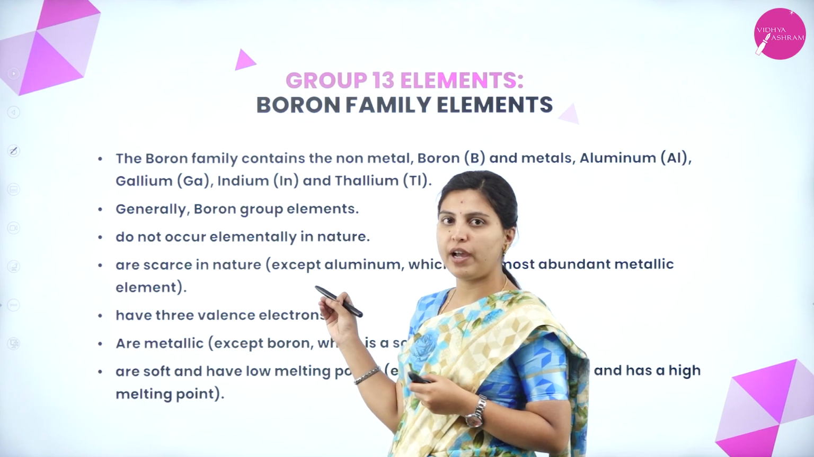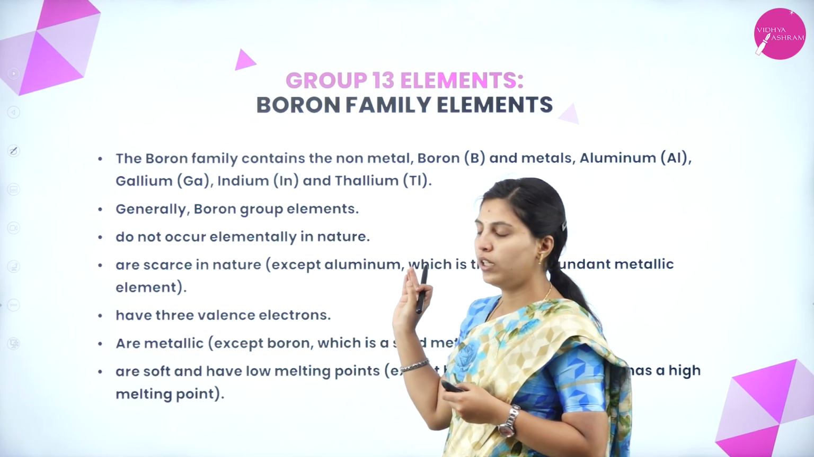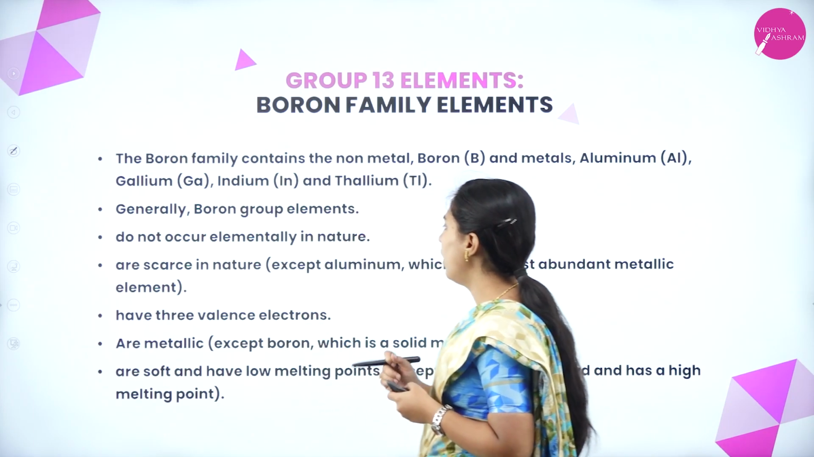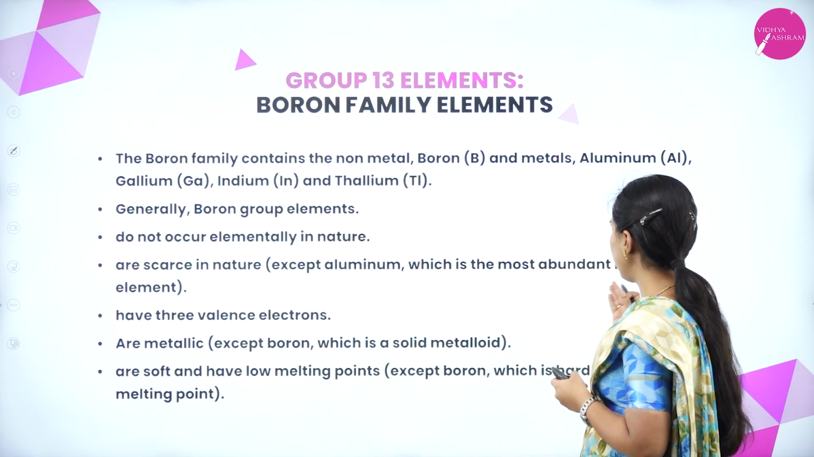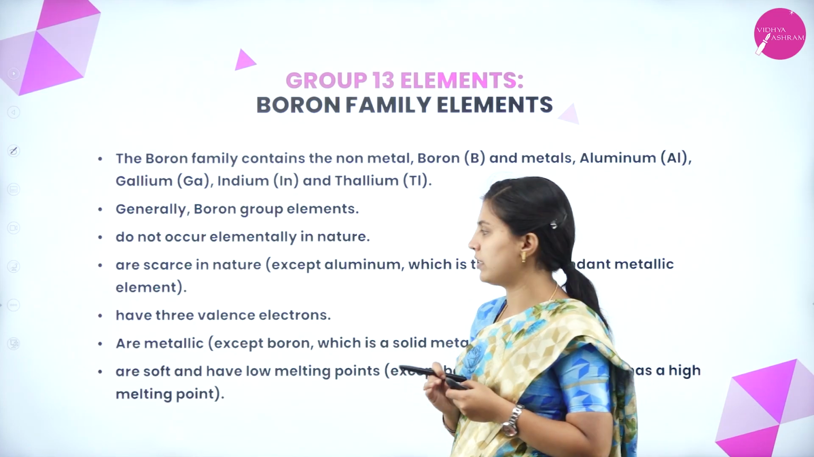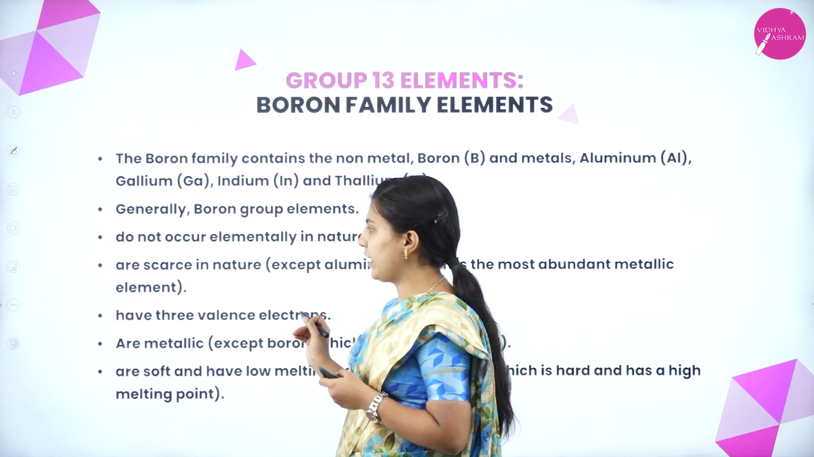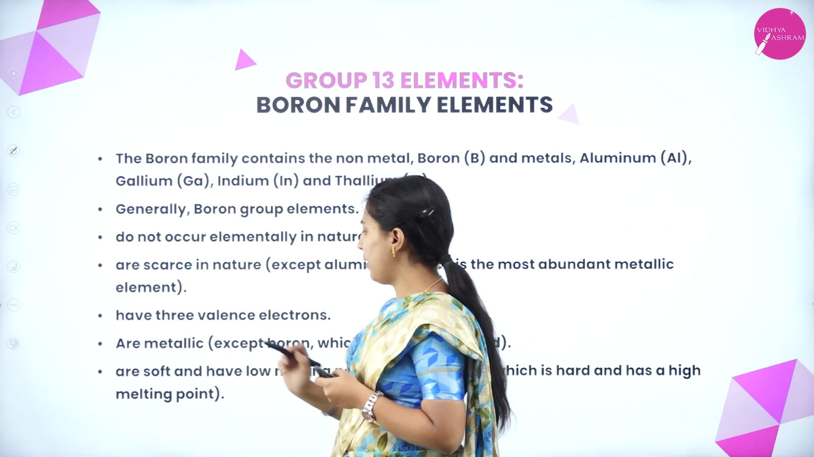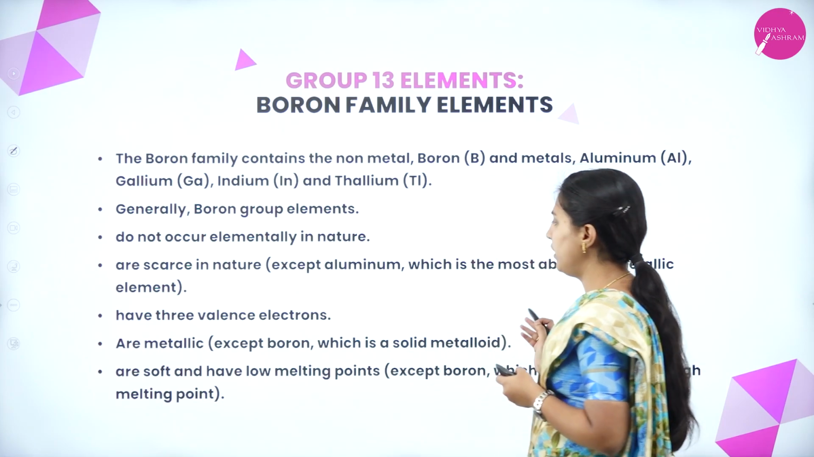Usually, the boron family elements do not occur elementally in nature and are scarce, except aluminium, which is the most abundant metallic element. Except for aluminium, all will be traces. All the elements have 3 valence electrons. They are metallic except boron, which is a solid metalloid.